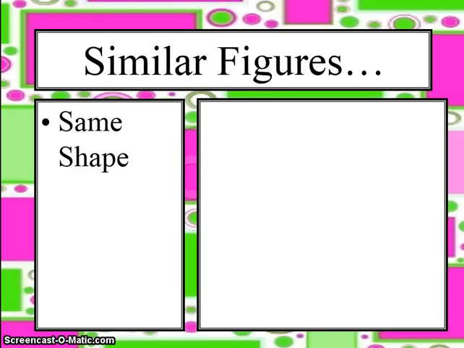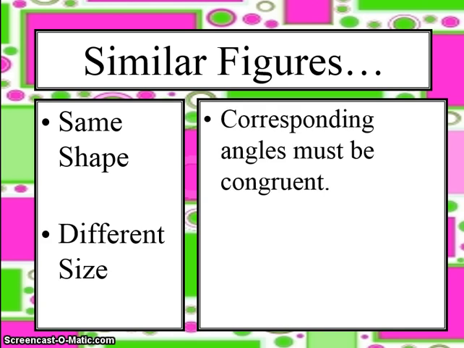Similar figures have two main properties. Like congruent figures, they are the same shape, but different from congruent figures, similar figures are a different size. The same shape is created by having angles that are congruent. So anytime you are in question whether something is a similar figure or not, check the angles, because corresponding angles must be congruent, meaning have the same measure.